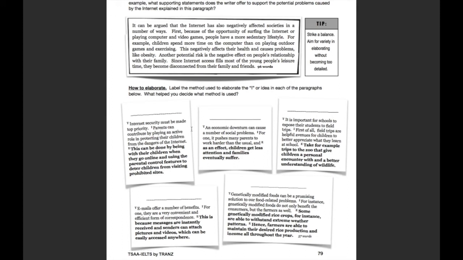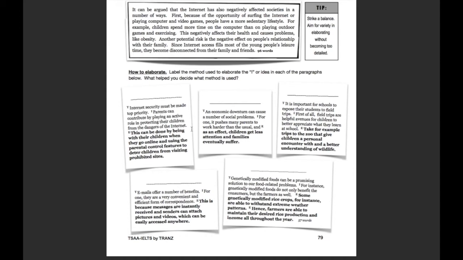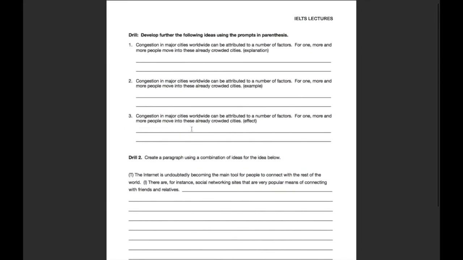Now you direct them to the next page, the drill page over here, page 80. Now you'd want them to be able to apply the thing they have just learned, and let them read the topic sentence and the idea that's been given over here. So the topic sentence is "congestion in major cities worldwide can be attributed to a number of factors." The next sentence is clearly an idea because of the words "for one." And so what they now do is expand or elaborate that idea using the blank space over here.